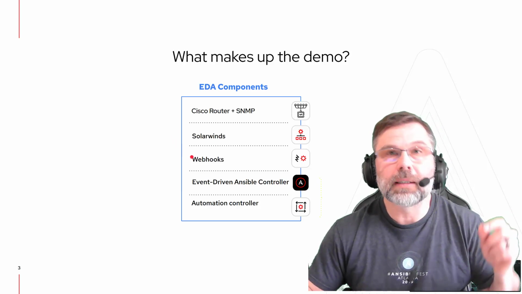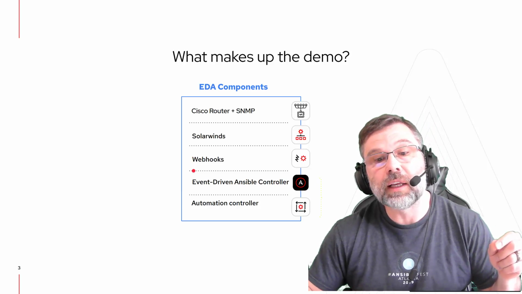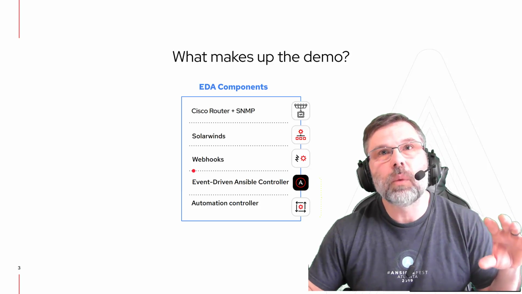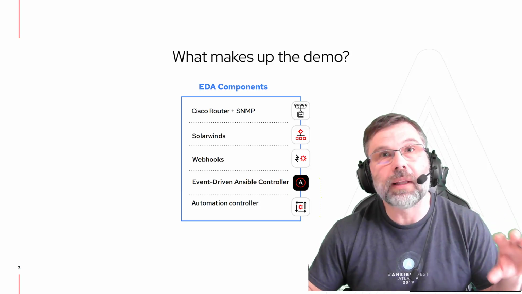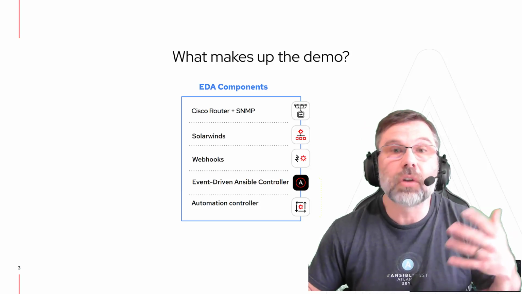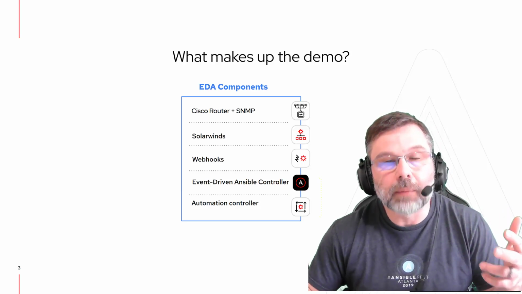And the webhook is the mechanism that ties into the source plugin in the event-driven Ansible controller. So that way, if a webhook is received, we have access to that payload. And that payload will include information that was previously collected by SolarWinds and is now passed to the EDA controller to act upon it.